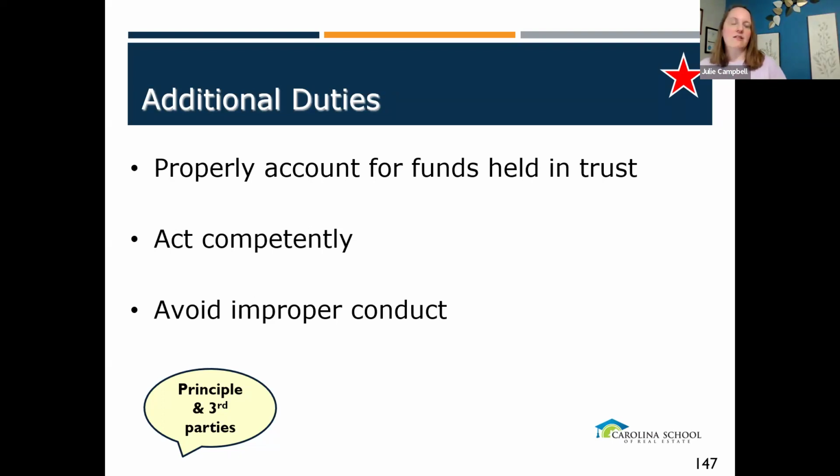The firm's duty to the client has duties to the firm. We have to avoid improper conduct. We have to be honest in all dealings. They just sure take the fun out of everything, don't they? So we have to act competently. We have to avoid improper conduct.